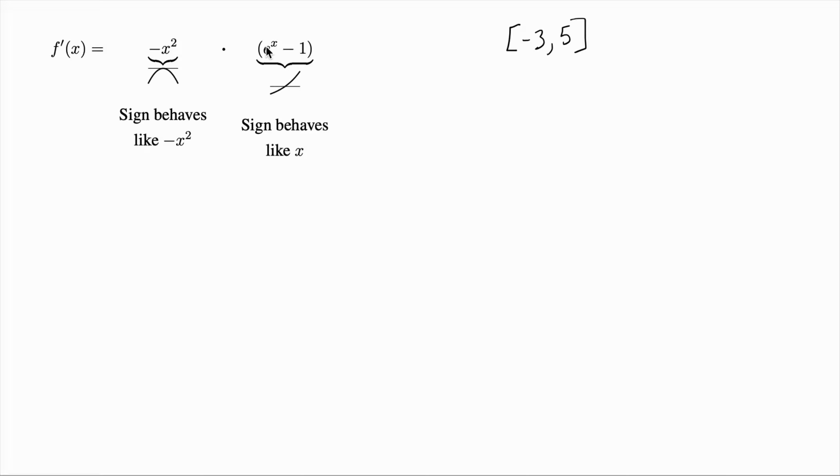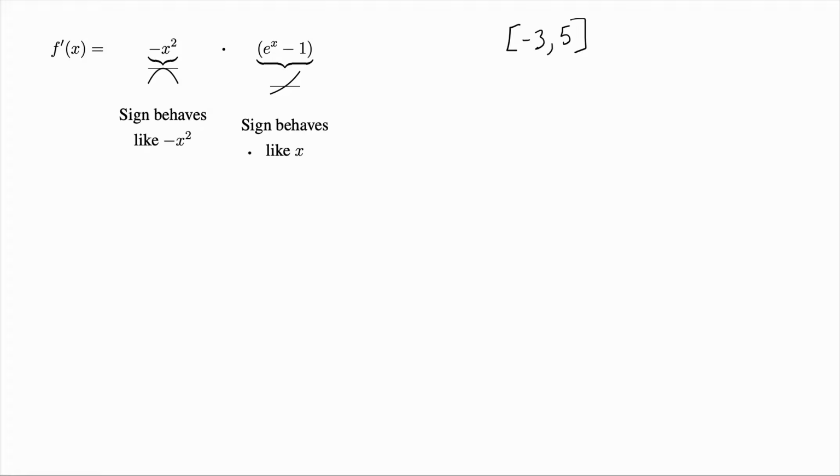So the graph of this part, e to the x minus 1, if you think about an exponential graph, it's increasing. And where does it hit the x-axis? When is the output equal to 0? Well, in this particular case, when x is 0, that's going to make it work, right? 1 minus 1 is 0.